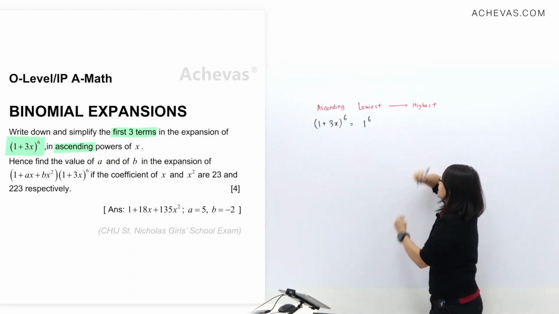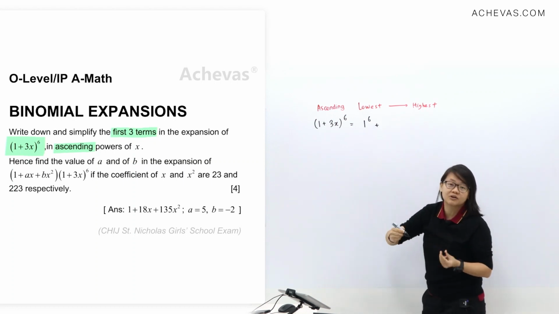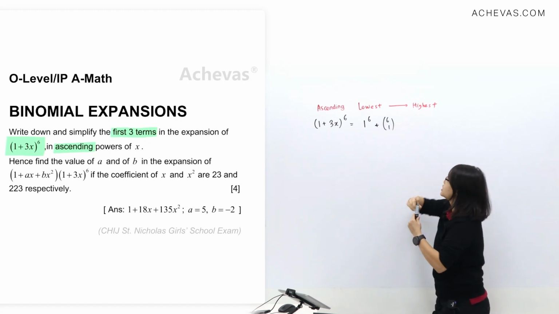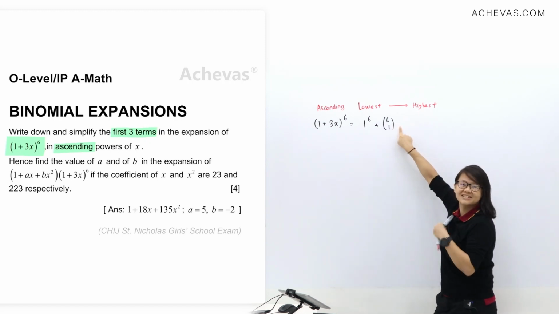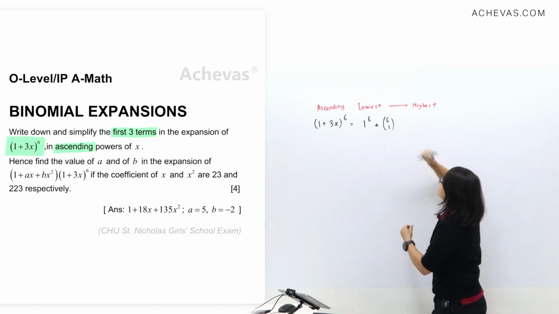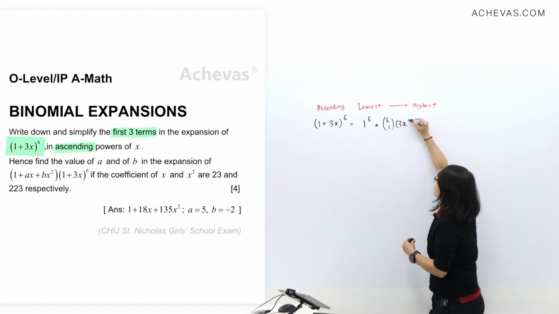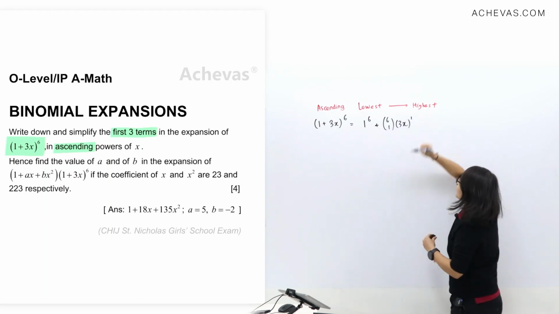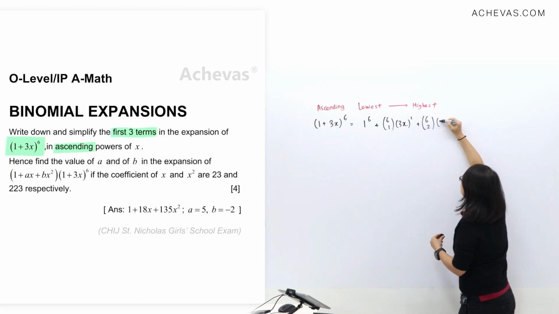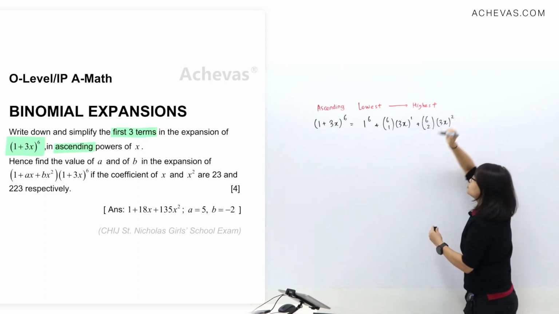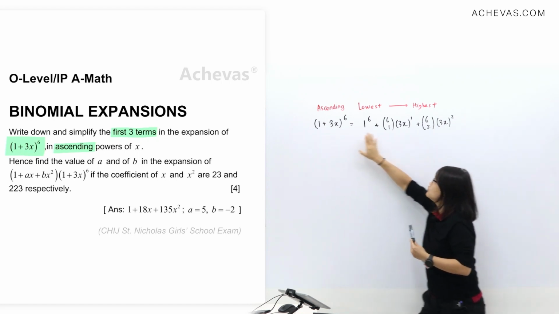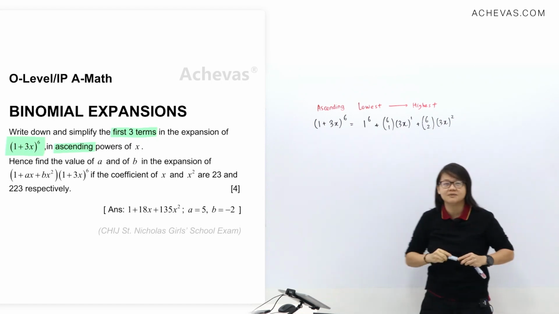So if you're good here, the next term, I'm going to write out the binomial coefficient, which is 6C1. And because we know 1 to the power of 5 is still 1, we usually do not write it. So we'll start by writing 3x raised to power 1. And I'll continue with the next term, which is 6C2 times (3x) raised to power of 2, because 1 to the power of 4 is still 1.